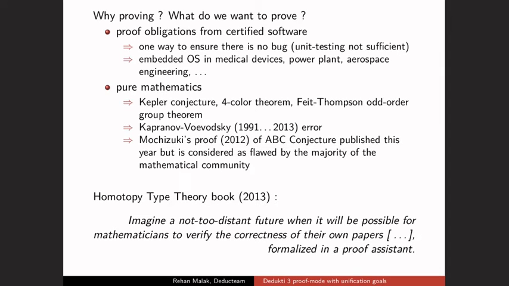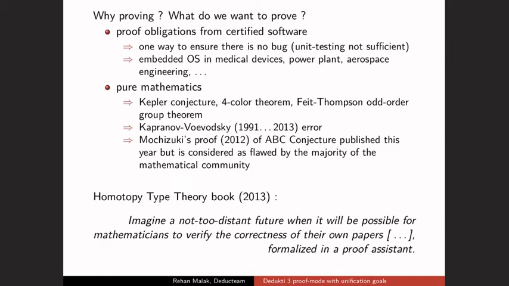So, if we think of the obvious industrial applications, proofs arrive through proof obligations in specified software. It is one way to ensure that there is no bug. One cannot indeed remove all bugs from software just by adding tests. Even with a substantial amount of tests, bugs remain, and that is unacceptable with critical infrastructures.